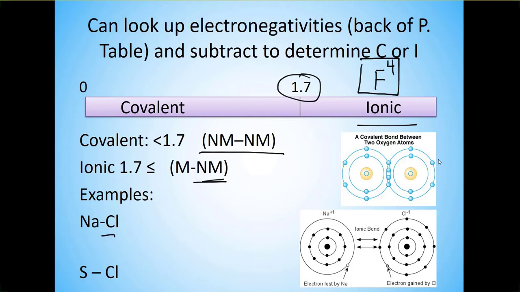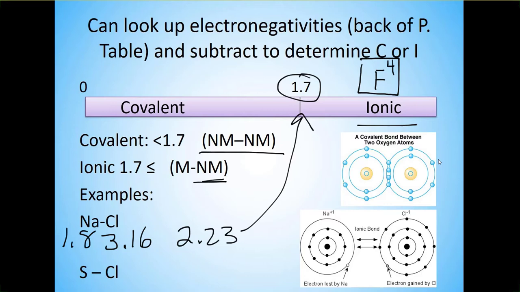We find that chlorine is 3.16, and sodium, I think it's 1.8. Forgive me, I don't have my periodic table. But when we go and we subtract it, we end up with a difference that's about 2.23. And looking at that difference, we see that it's greater than 1.7. We find that it is ionic. And hey, we already know it's ionic anyway because this is a metal bonded with a nonmetal.